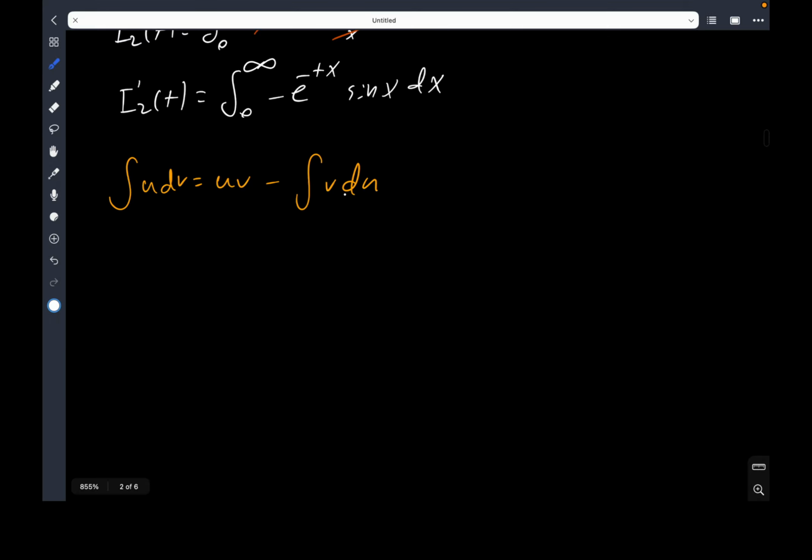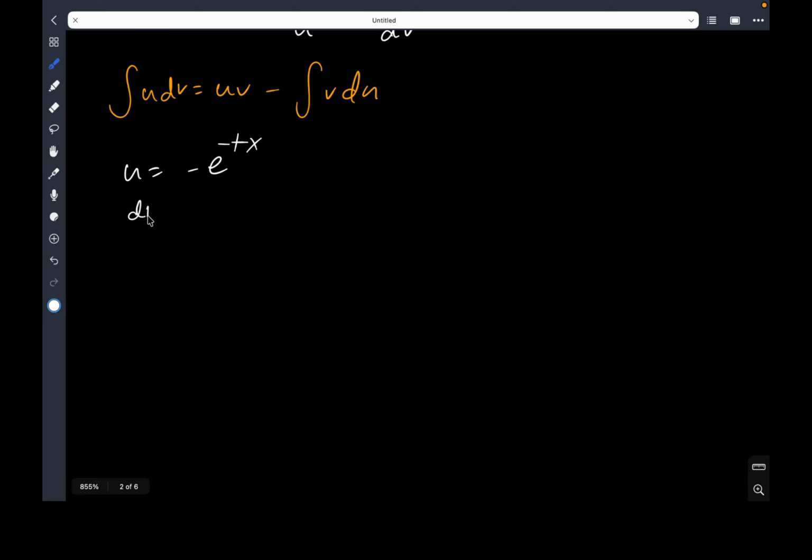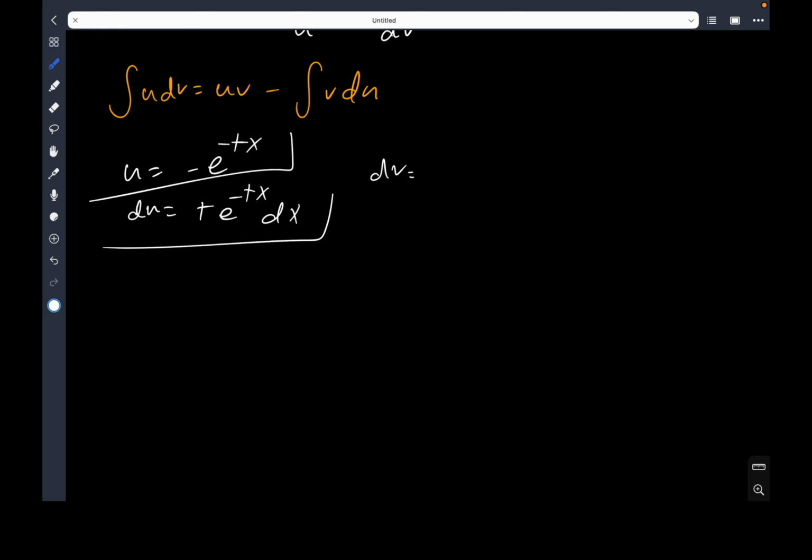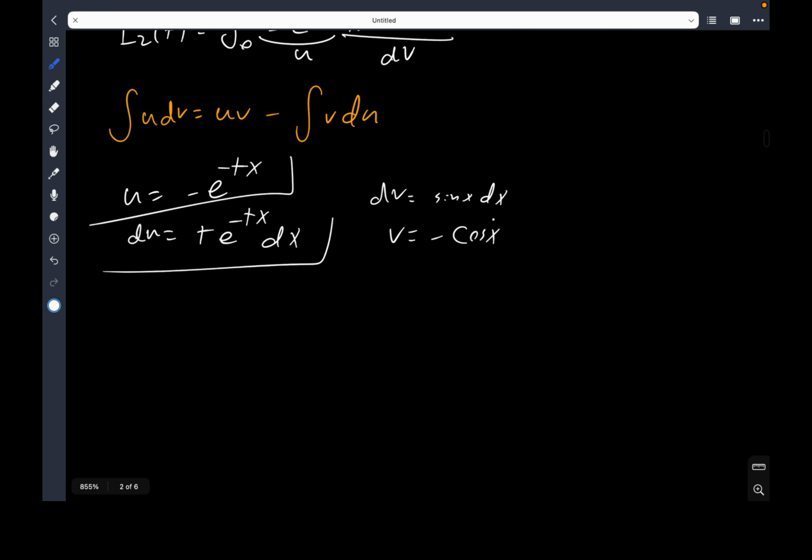So I'm going to define my u to be this one and dv to be this one. So my u is negative e to the negative tx. My du, the differentiation, is t e to the negative tx dx. And my dv is sine x dx, and the antiderivative of it is negative cosine x, because if you take the derivative of negative cosine x, you're going to get sine x.